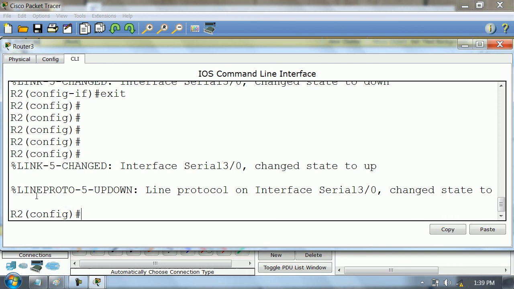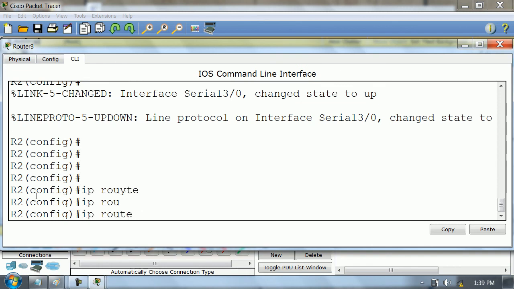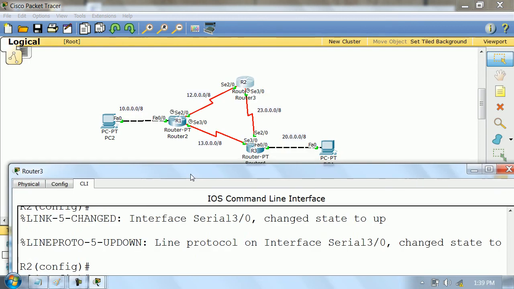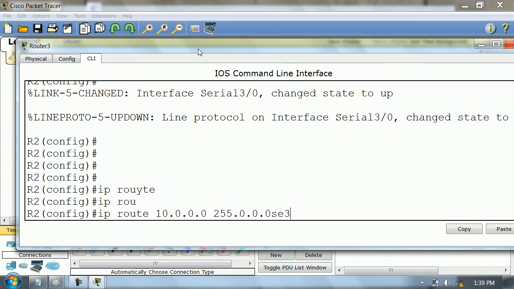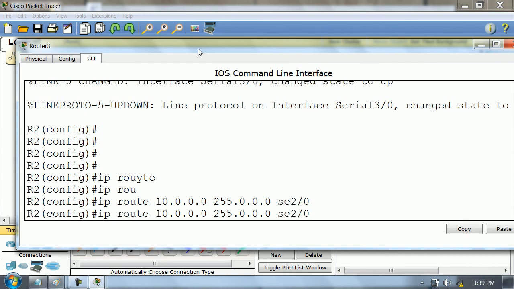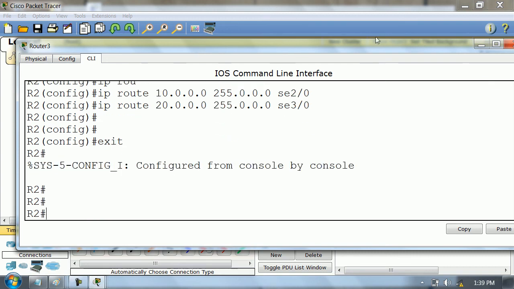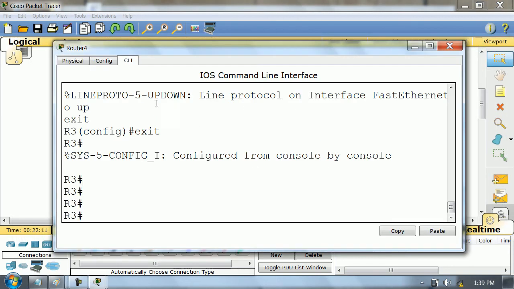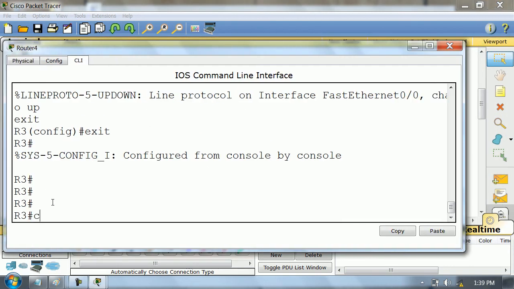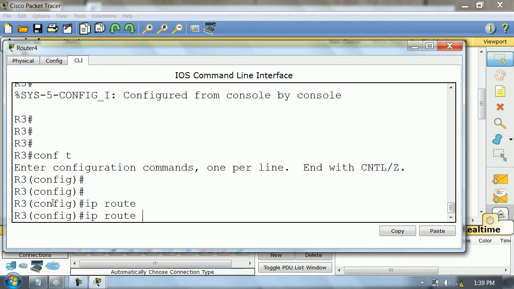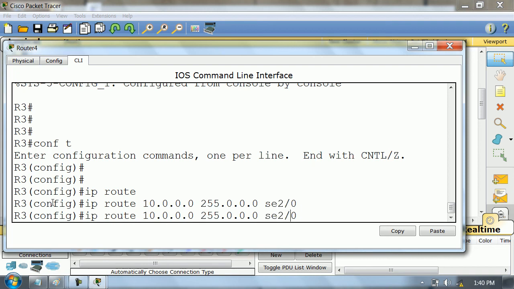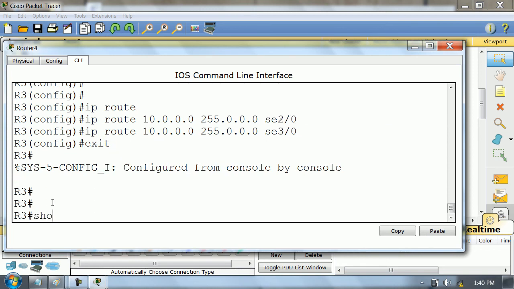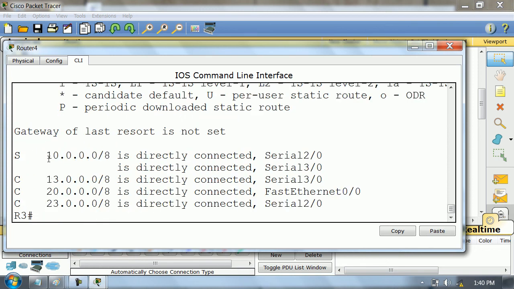IP route 10.0.0.0. Next stop will be, sorry, exit interface will be serial 2 slash 3 slash 0 for 20. Fine. Any problem? No. Here 2 routes for the same network. IP route 10.0.0.0. Agree? Let me check the routing table. How many routes do I have? 2 routes. Agree or not?